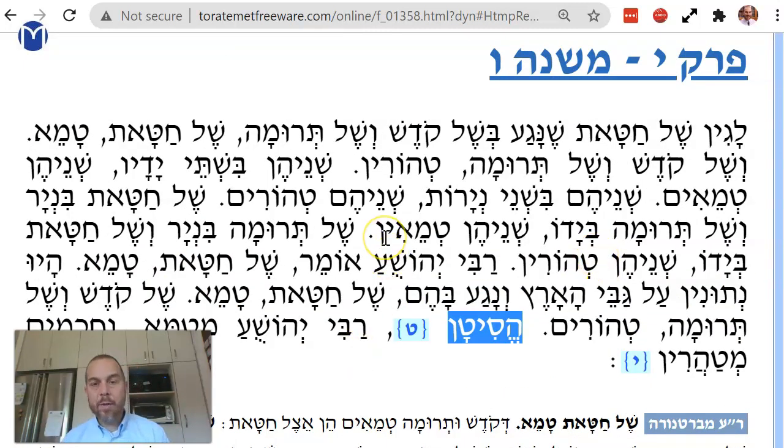All right, a little bit of a confusing Mishnah. I hope I explained it in a way that's special, with my cool visual aids and tissues.